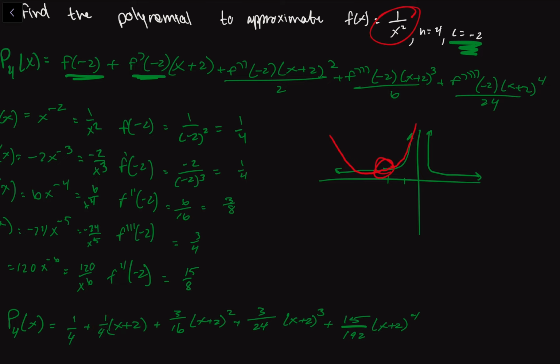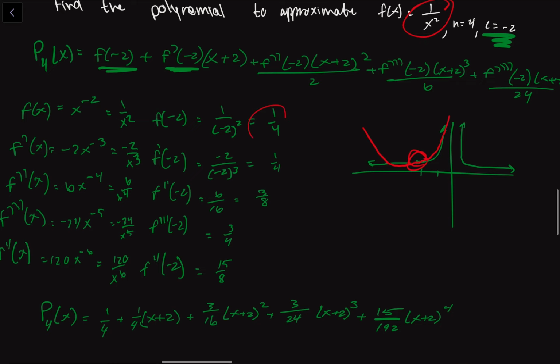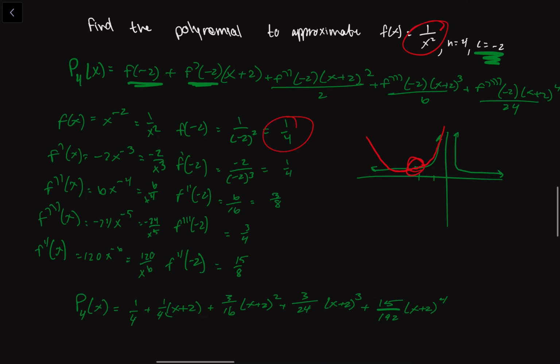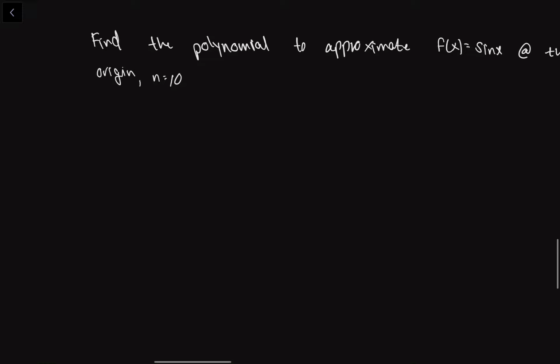Or you can see that when you plug in negative 2 into our function, remember we got 1/4. And then when you plug in negative 2 into our approximation function, all of these terms will drop out and you'll still be left with 1/4 because it is the most accurate at that point, right? So that is how we do Taylor polynomial. Let's look at one more example.